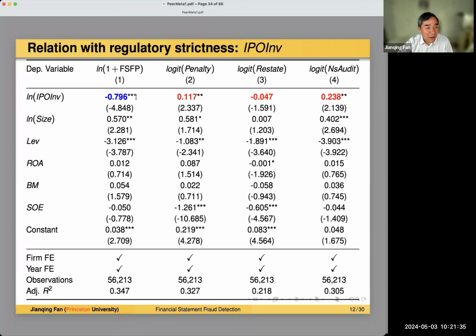If I use the inverse IPO, the reciprocal IPO, as the restricted measure, our coefficient is negative, and that's what we would expect. On the other hand, if you use, let's say, the number of log penalty as your Y variable, or restatement, or non-standard auditing, the coefficient is either insignificant or just the opposite sign.